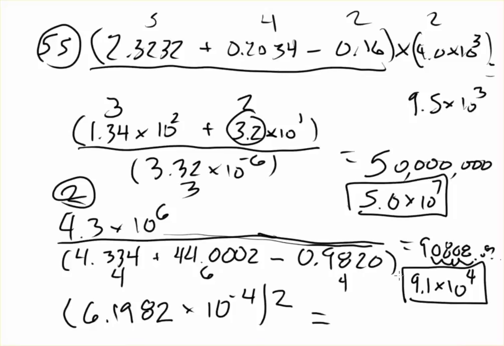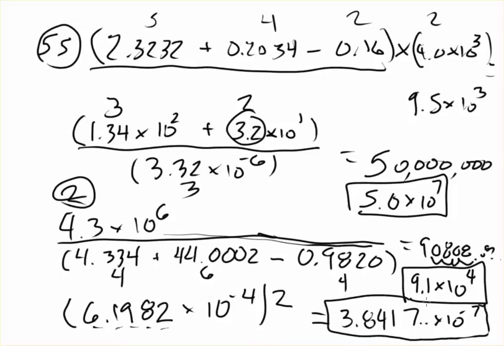And for the last one, we've got 6.1982 times 10 to the negative 4th power squared. And so my calculator tells me 3.8417 and a whole bunch more digits times 10 to the negative 7th power. This has 1, 2, 3, 4, 5 digits. So that would be your answer then, 3.8417 times 10 to the negative 7th power. And that is the correct answer for that one.